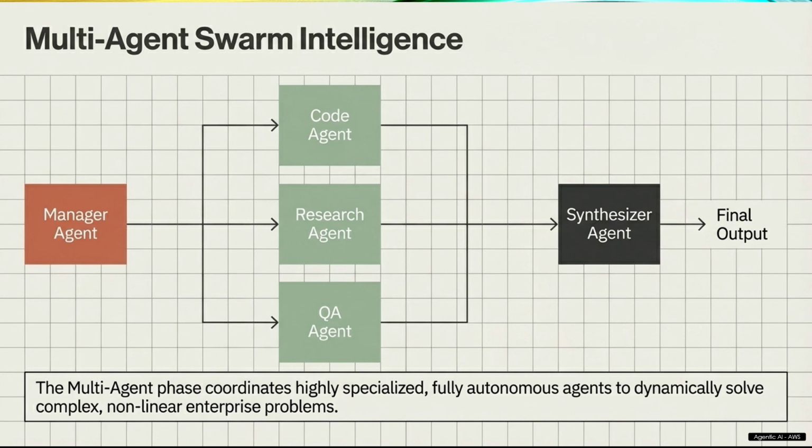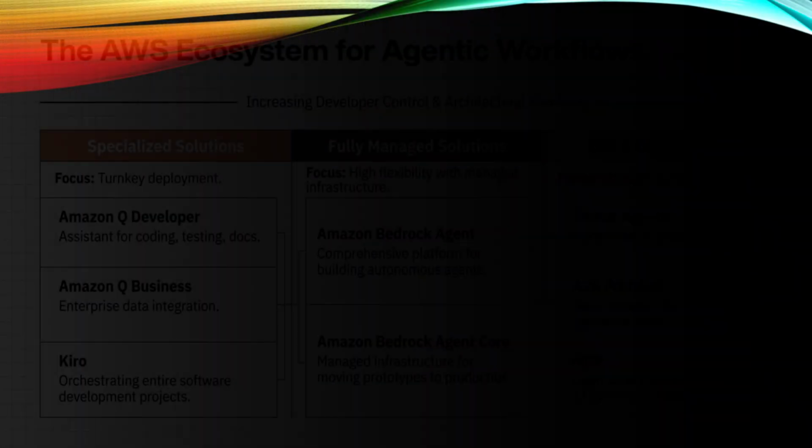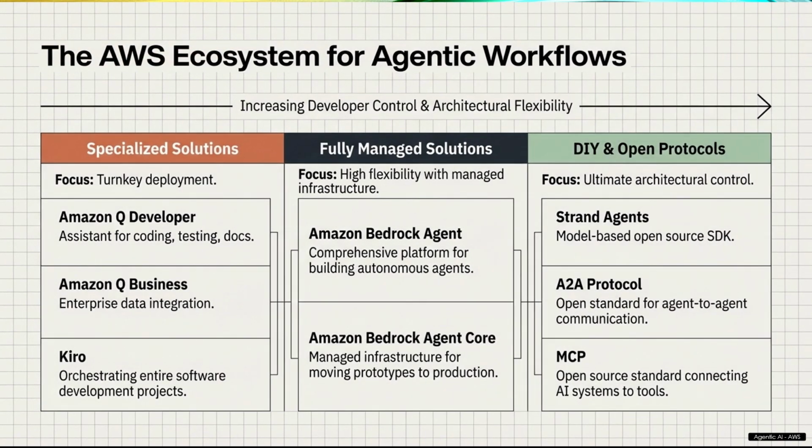Which feeds right into slide 6, multi-agent swarm intelligence. The intent is tackling nonlinear enterprise problems through horizontal delegation. So instead of one massive model, a manager agent routes specific tasks to parallel nodes, specifically code, research, and QA agents. And they operate simultaneously? Right. Then all their data converges at a synthesizer agent to assemble the final output.